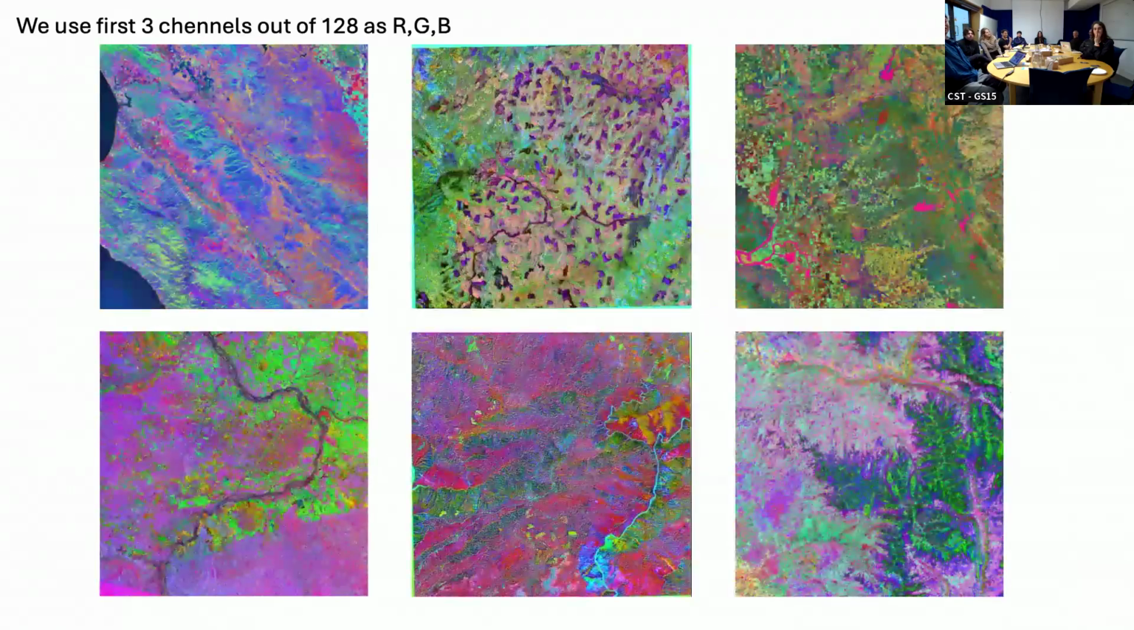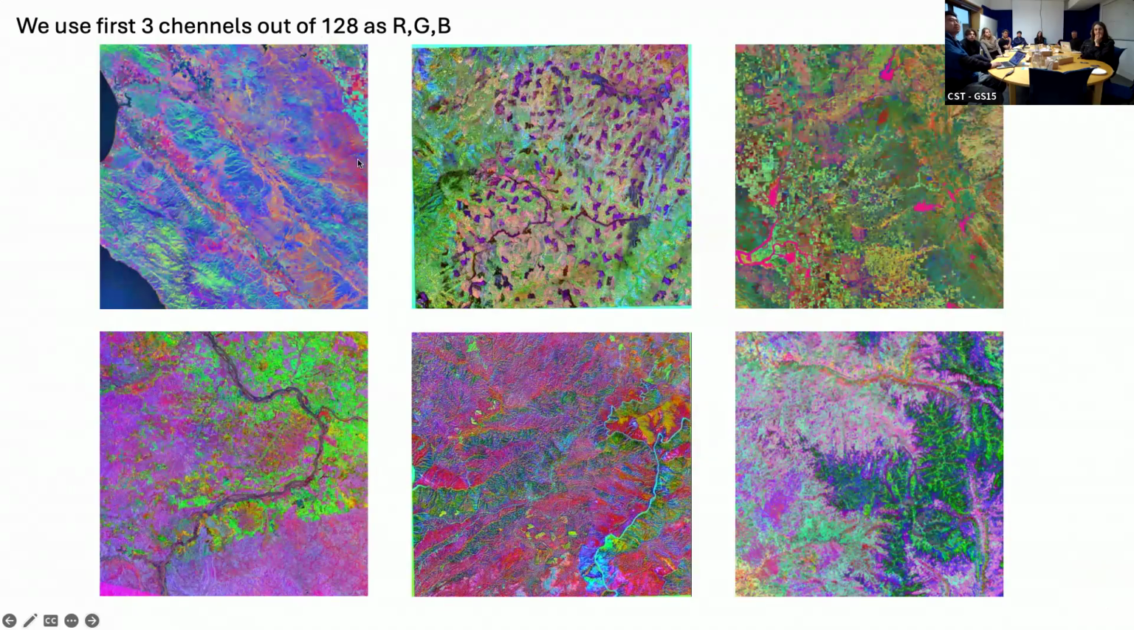Yeah. So here, these are the most interesting part, I think. We have these 128 embeddings, but this is how they look. Here I only use the first 3 channels since the embedding has 128 channels. So I just select the first 3 channels. And you can see how colorful they are.